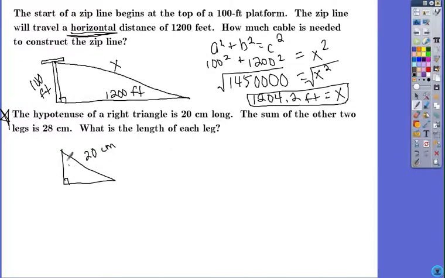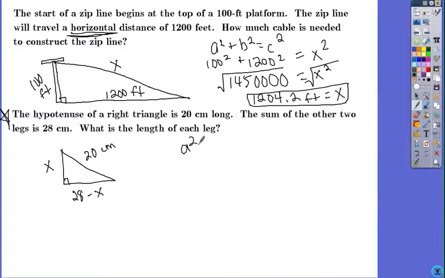Well, first I need to figure out what variables I'm going to use for the legs. If I call one leg x, and I know that together they add to be 28, how am I going to write this other leg in terms of x? I can do 28 minus x, because whatever x is, if I subtract it from 28, I'm going to get the other side because these two add to be 28. Okay? So now I have enough information to plug into the Pythagorean theorem.